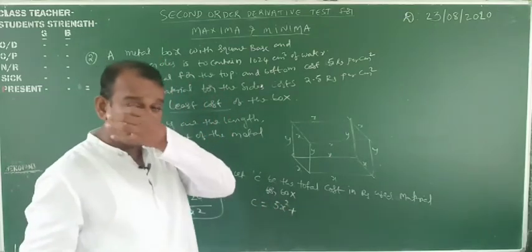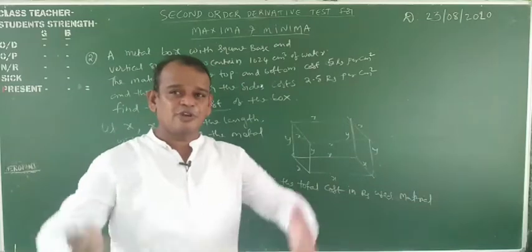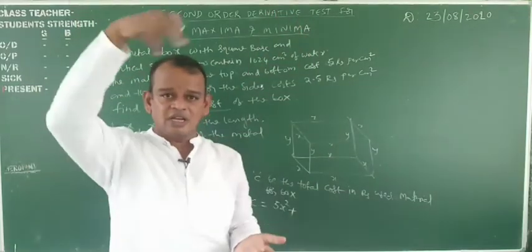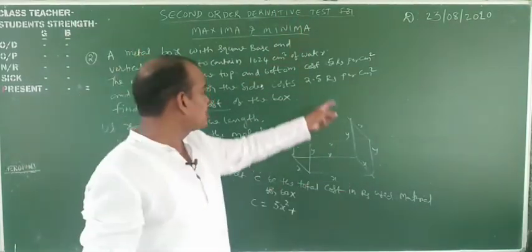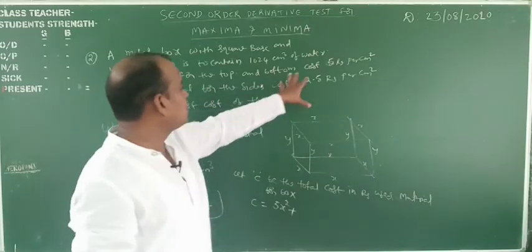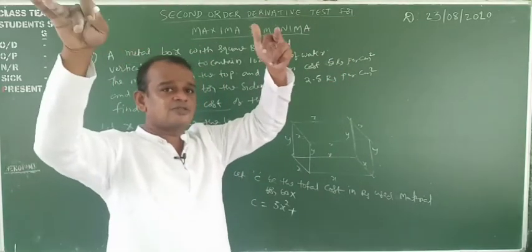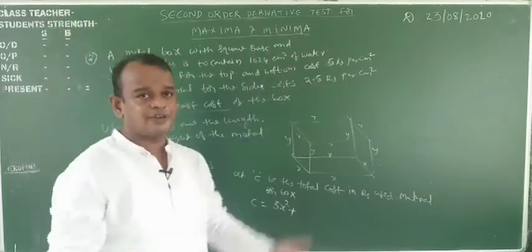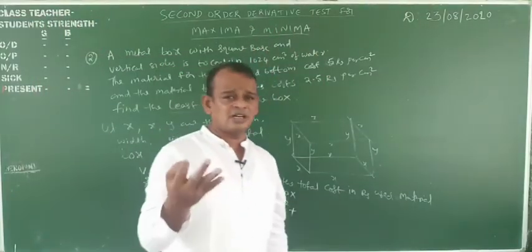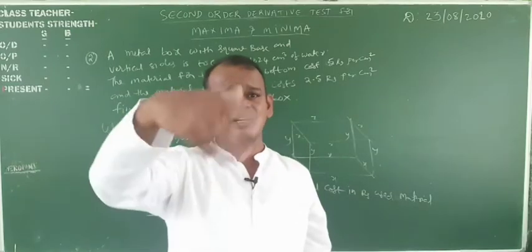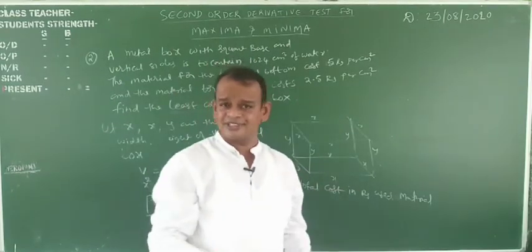Top also the same. The area is in the form of a square. Bottom is a square, so 100% the top is also a square. The area is x square, with a cost per centimeter square of 5 rupees. Total cost is equal to x square into 5. Suppose 1 centimeter square costs 10 rupees; that is 100 centimeter square, 100 into 10, 1,000 rupees. Say yes or no?